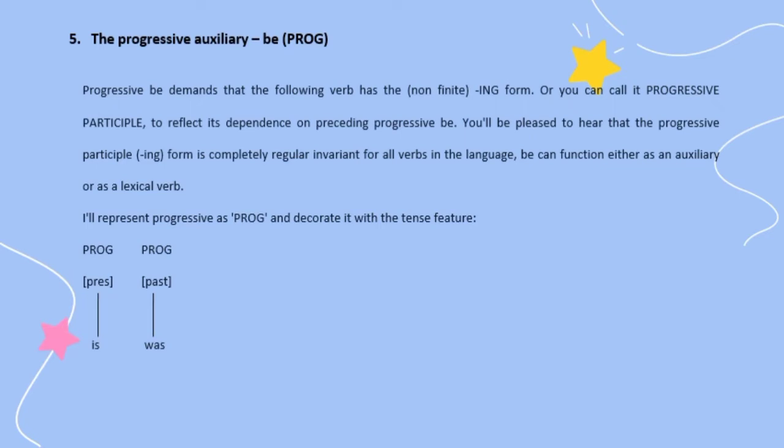I will represent progressive as prog and decorate it with the tense, for example future. The prog present is, and in the prog past was.